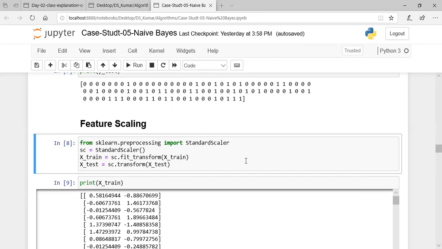We have used the standard scaler in the use case itself, before starting the regression. We have only transformed the test data, and we have used fit and transform on the training data. Both things we have used.